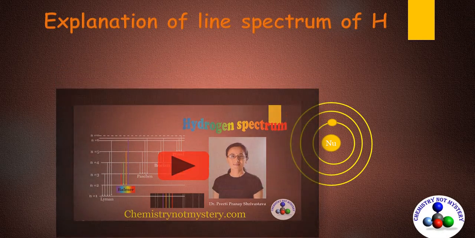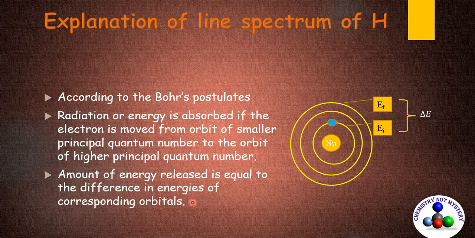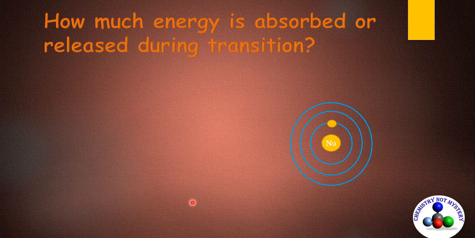According to Bohr's postulates, radiation or energy is absorbed if the electron is moved from an orbit of smaller quantum number to an orbit of higher quantum number. The amount of energy absorbed is equal to the difference in energies of the corresponding orbitals. Now the question is, how much energy is absorbed or released during the transition? Bohr also calculated it by subtracting the value of energy of final and initial state.